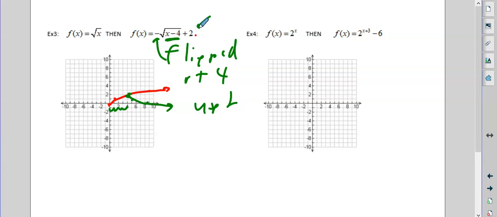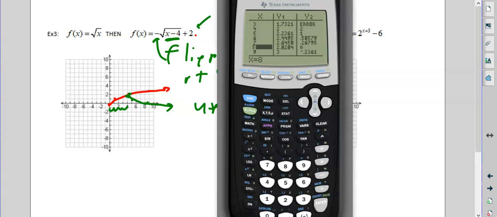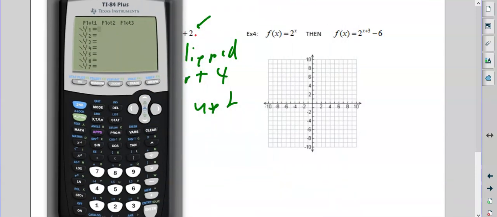Okay. Next one, we have an exponential growth function. So we have the base of 2 raised to the power of the x. For the second one, we have 2 raised to the power. Now, be careful. Notice the x plus 3 is up top. So we type in x plus 3. Then we arrow over to come down to put the minus 6 in. And here we go. So there's our parent function, 2 to the x. And here comes our transformed one.